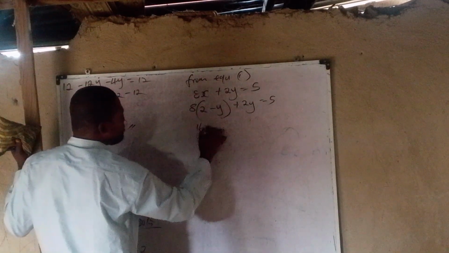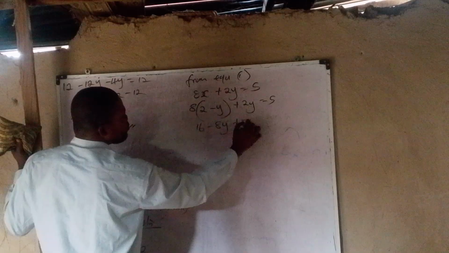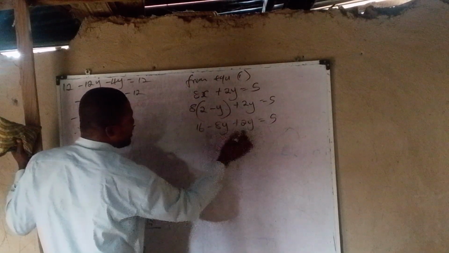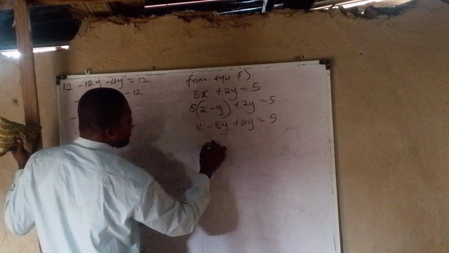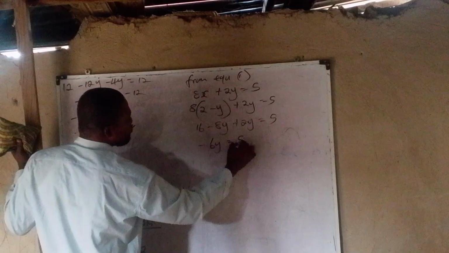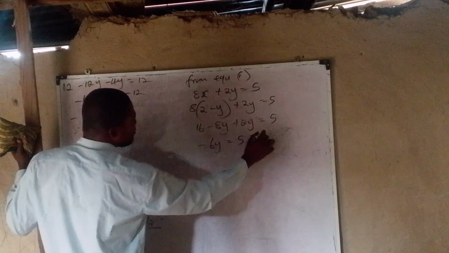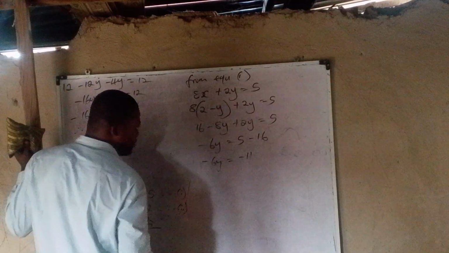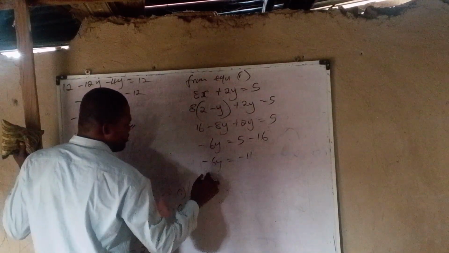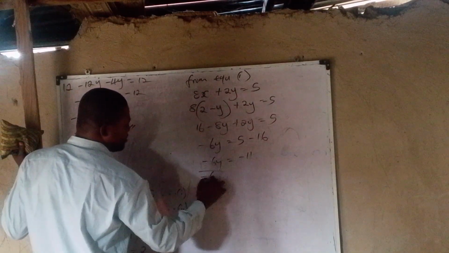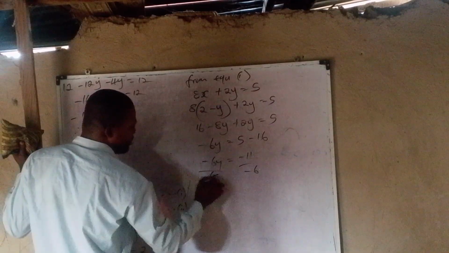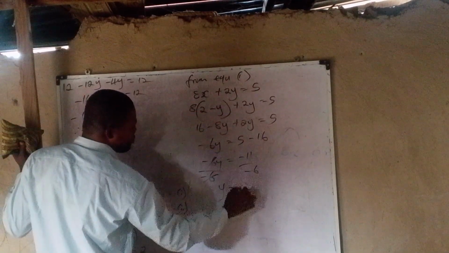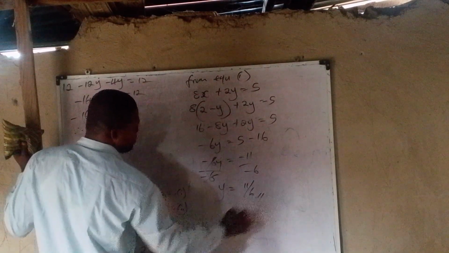8 times 2 is 16, minus 8y plus 2y equal to 5. So here I now have minus 8y plus 2y, which is minus 6y, equal to 5 minus 16. So minus 6y equal to minus 11. So here I divide by minus 6, divided by minus 6. It will cancel. Only y is now equal to 11 over 6.